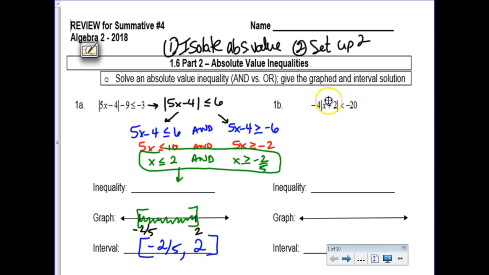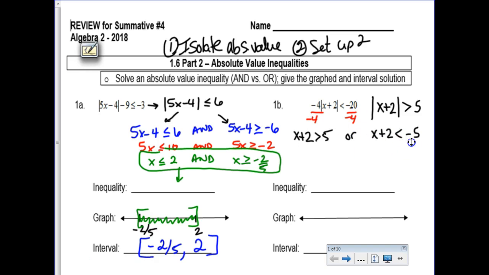Alright, this next one. A lot of kids at first think that it's a less than, meaning it's an and, but we aren't isolated yet. So you have to start by dividing by negative 4 on both sides, which actually gives you a brand new question. It's now the absolute value of x plus 2 is greater, because you divided by a negative, so it's greater than 5. So when you go to set up your two problems, I now see it's an or. So you have x plus 2 greater than 5, or the second one, you flip the sign again, so now it's back to less than, but now it's a negative 5.